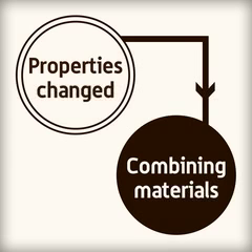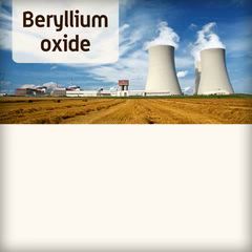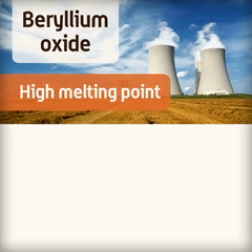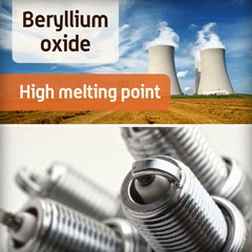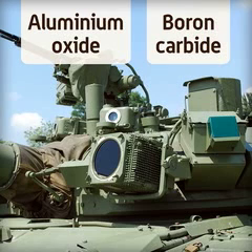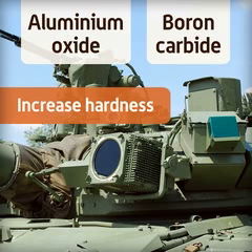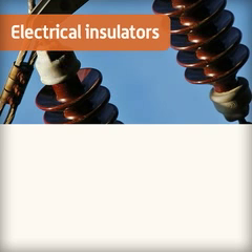Ceramics have become a designer material as their properties can be changed by combining materials during production. For example, beryllium oxide-based ceramics have a very high melting temperature, so can be used in nuclear reactors. Because of this resistance to high temperatures without melting, ceramics are also used in spark plugs in cars and light bulbs. Aluminium oxide and boron carbide make ceramics really hard, making ceramics suitable for use in armoured vehicles. Ceramics are also good electrical insulators, so they are used to separate electric power lines from the pylons.